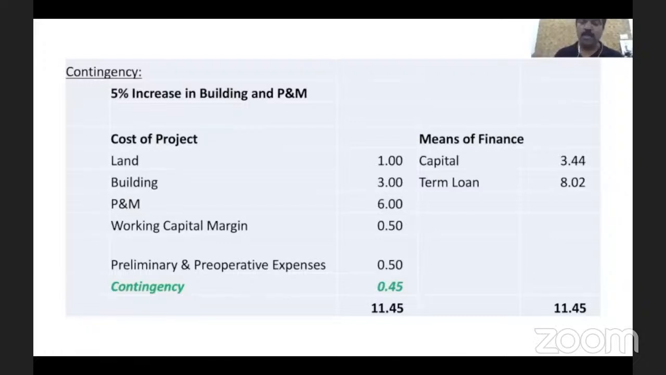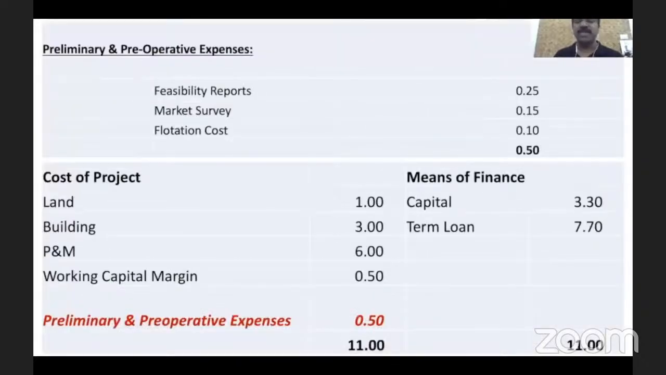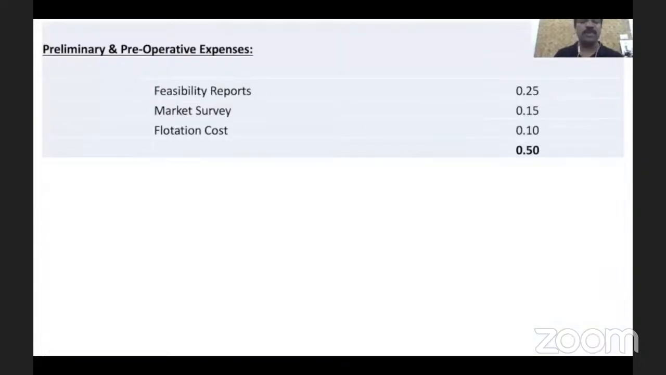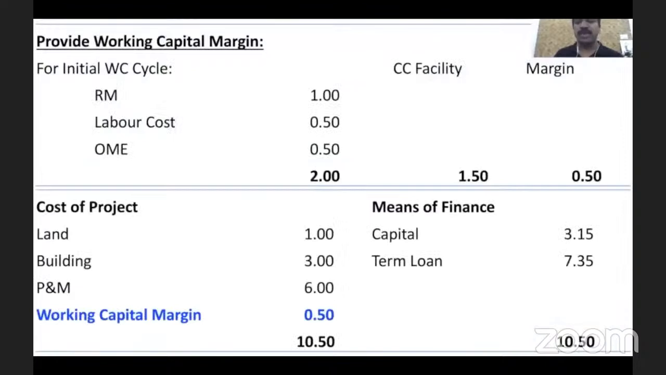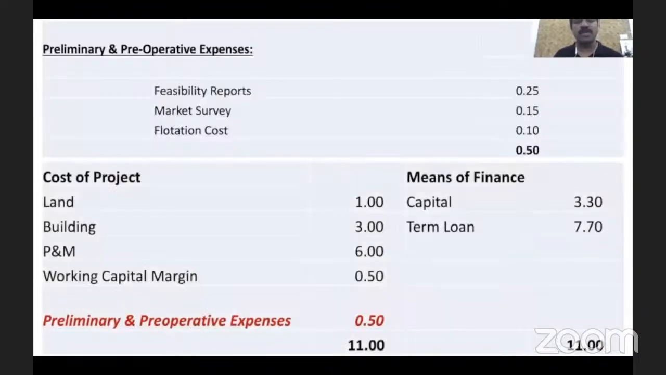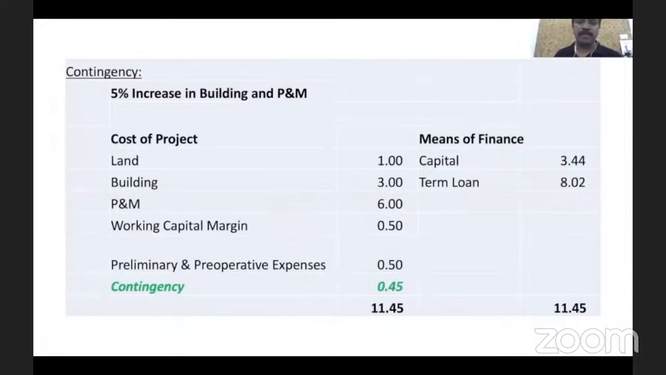But here, the borrower has to be educated, and that's the need. If the borrower is not ready to understand, then he is digging a grave for himself. Because if he is not going to provide for contingency, if he is not going to provide for preliminary pre-operative expenses, if he is not going to provide for working capital margin, these are all small things which can have a big impact on the implementation of the project. So it's very important that they make arrangements.